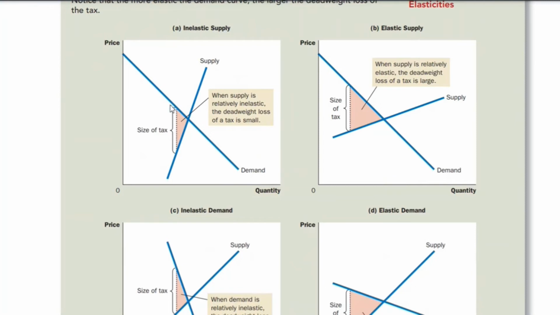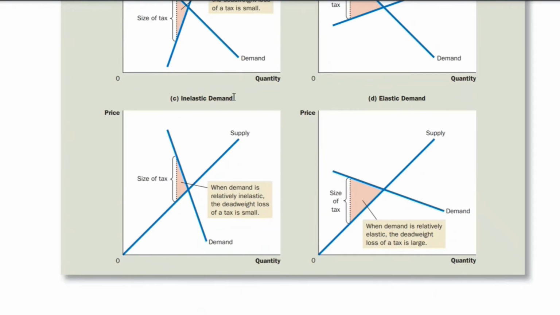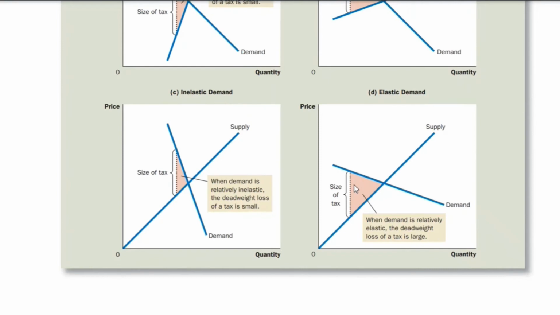We also take note that the size of the tax is the same in all cases. In panel B, when supply is relatively elastic, the deadweight loss of tax is large, keeping the size of the tax the same. Now you must notice how when the supply is relatively elastic, the deadweight loss is large. Talking about elasticity of demand, when demand is relatively inelastic and the size of the tax is the same, the deadweight loss is comparatively smaller as compared to when the demand is relatively elastic and the size of the tax is the same, where the deadweight loss is large. Hence, we can infer the more elastic the supply or demand, the greater the deadweight loss.